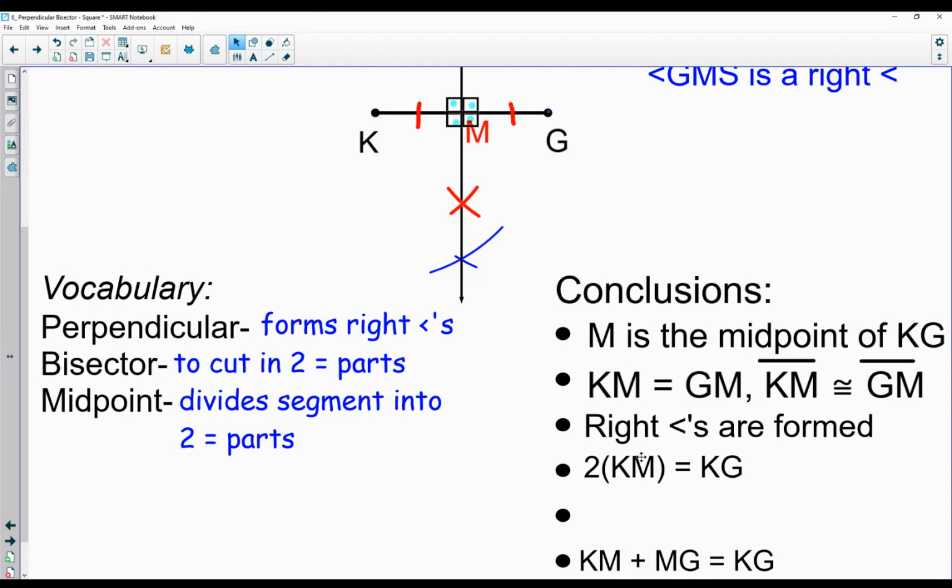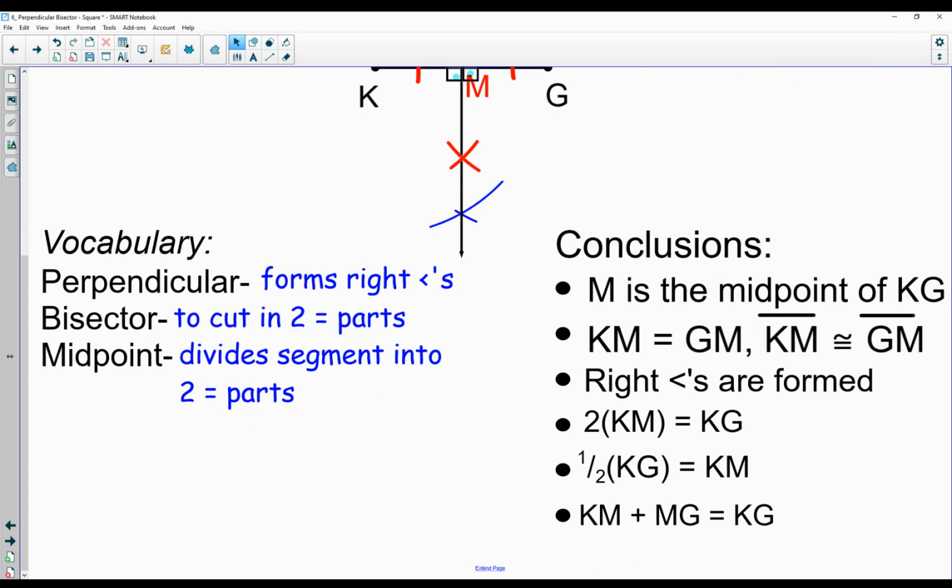So if I take KM and I multiply it by 2, I also get KG. Now, similarly, if I take KG and I take half of it, I either end up with KM or MG. So that's another statement that we can make. So based off of just constructing the perpendicular bisector, there are all these conclusions and relationships that are made. It's only the first day of it, so we're going to be working on this through the course of this unit.